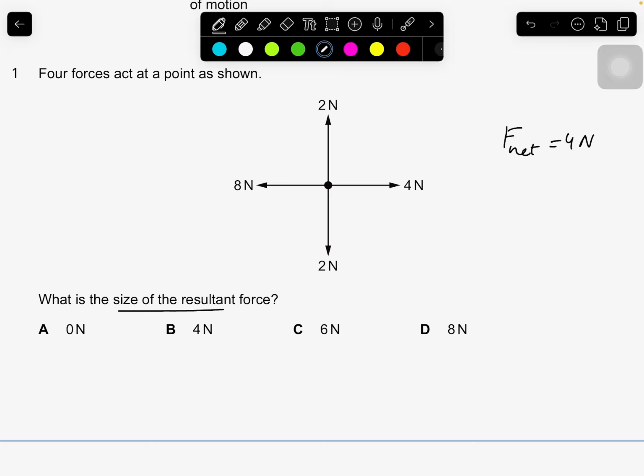Is it going to be to the right or the left? They haven't asked you that, but you should know. It's going to be to the left because 8 newtons is your bigger force, so your net force is going to be in the direction of the bigger force. So 4 newtons to the left.